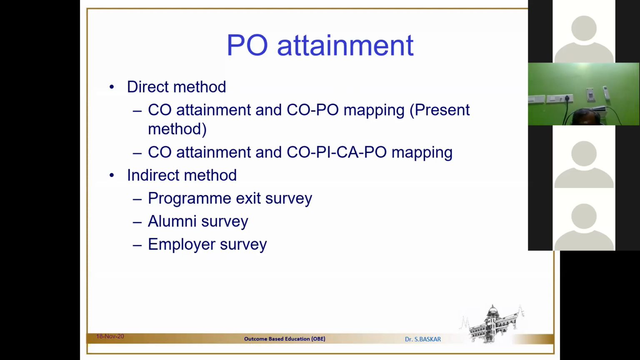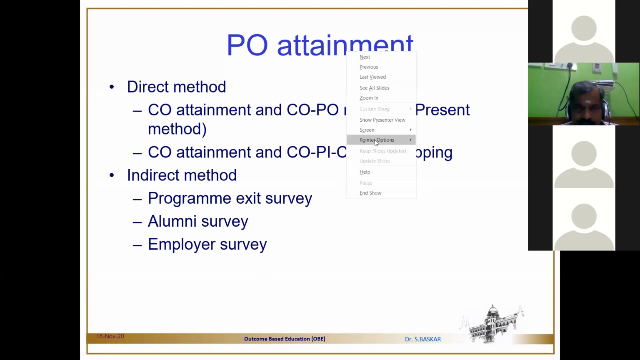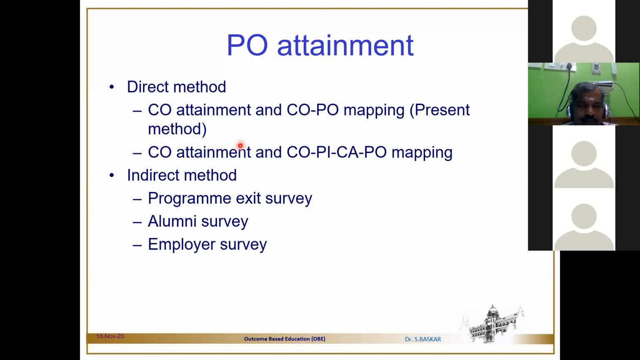There are two methods used for PO attainment. One is the direct method, or direct assessment method. Another one is called the indirect assessment method. In the direct method, we have approaches. One is a simple, elegant approach. We are going to discuss that method now.